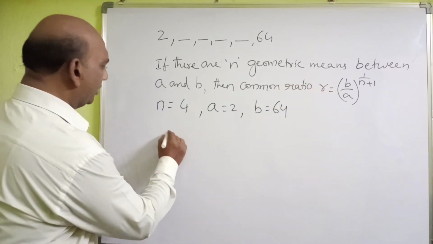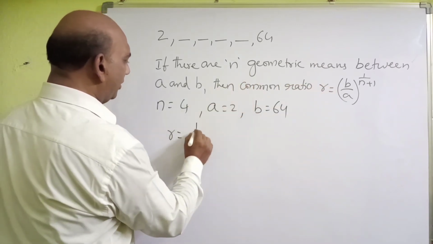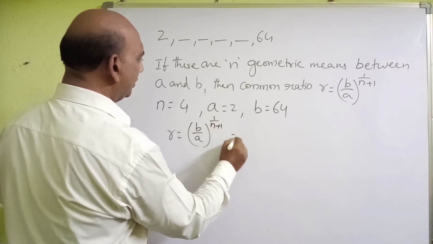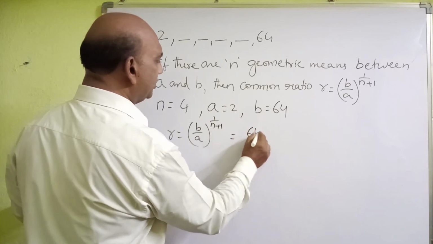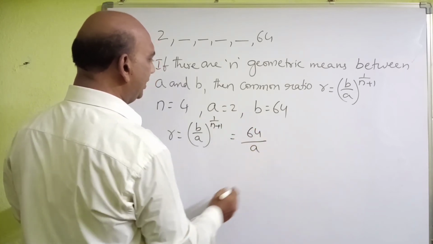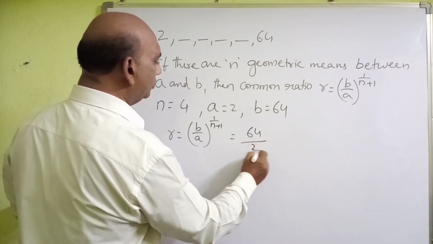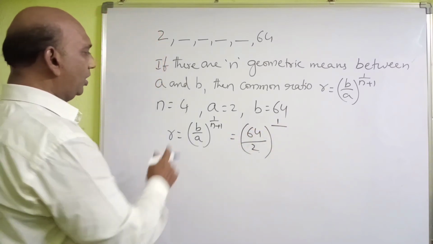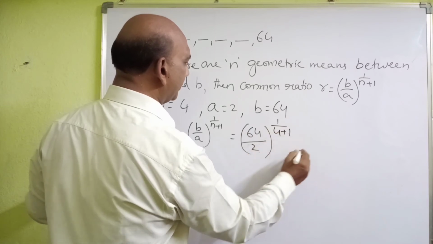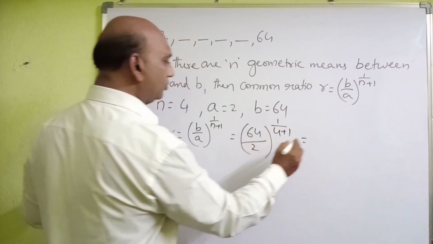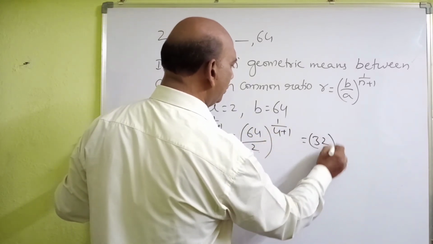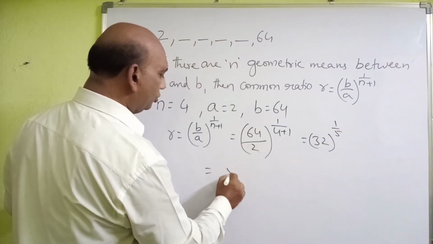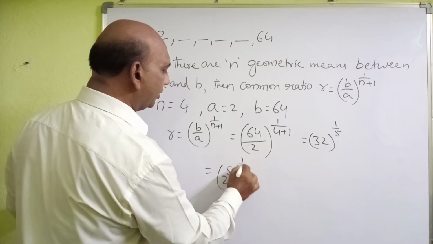So here r is equal to, take the formula, (b by a) whole to the power of 1 by n plus 1. That is equal to, what is b? 64 by a, which is 2, whole to the power of 1 by n plus 1, what is n? 4 plus 1. So this is equal to 64 by 2 gives 32 whole to the power of 1 by 5. So 32 we can write as 2 power 5, whole to the power of 1 by 5.